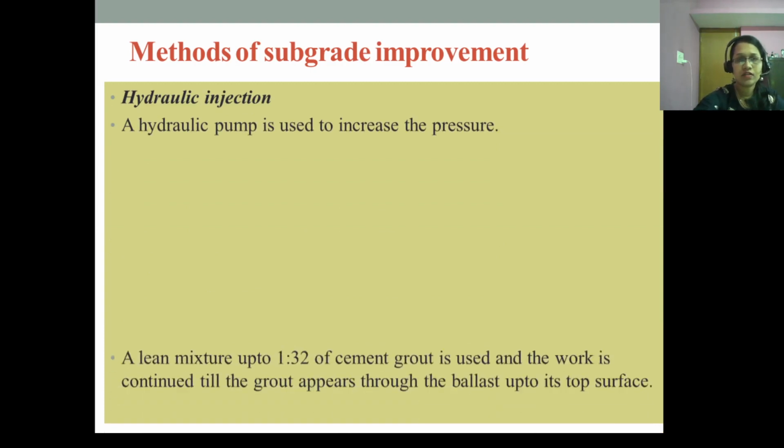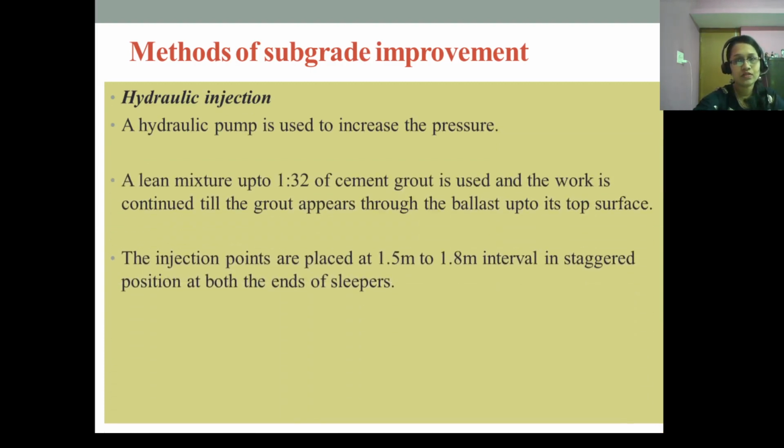Then we have hydraulic injection. A hydraulic pump is used to increase the pressure here. A lean mixture of up to 1:32 of cement grout is used, and the work is continued till the grout appears at the ballast up to its top surface. The injection points are placed at 1.5 meters to 1.8 meters interval in a staggered position at the top, at both the ends of the sleepers.